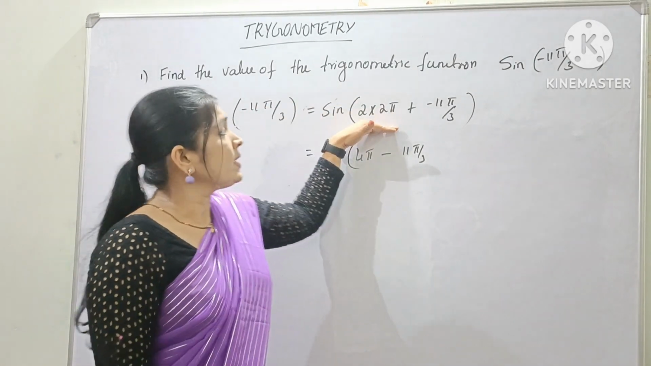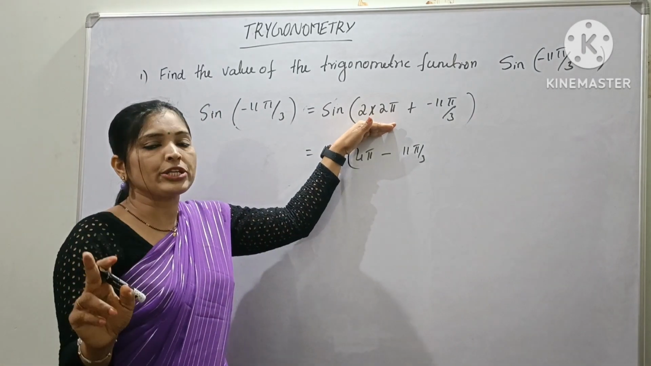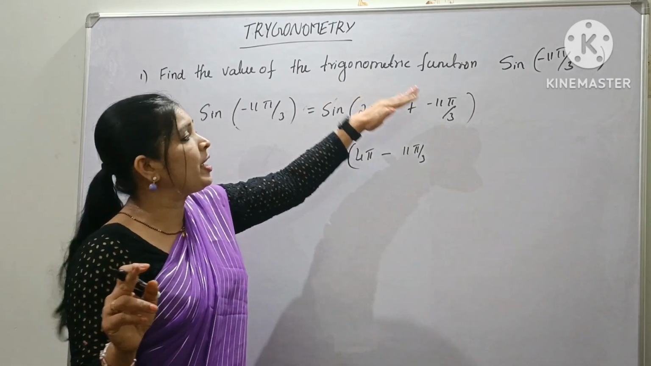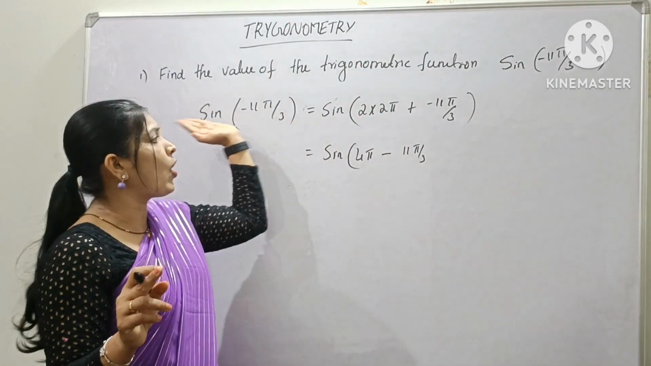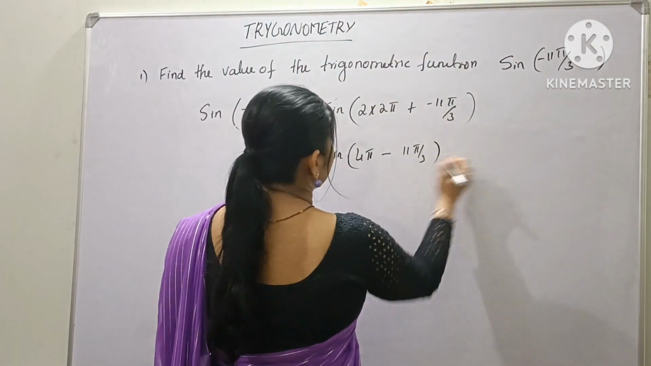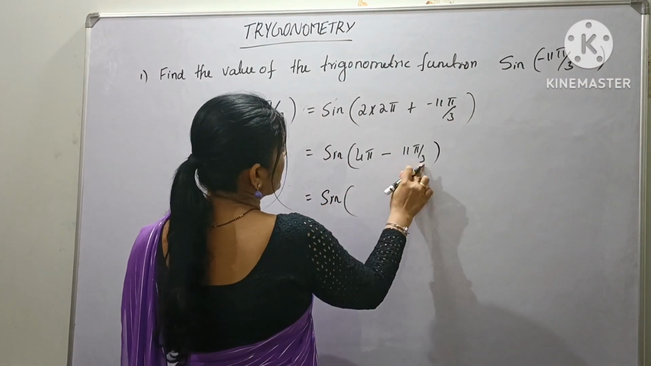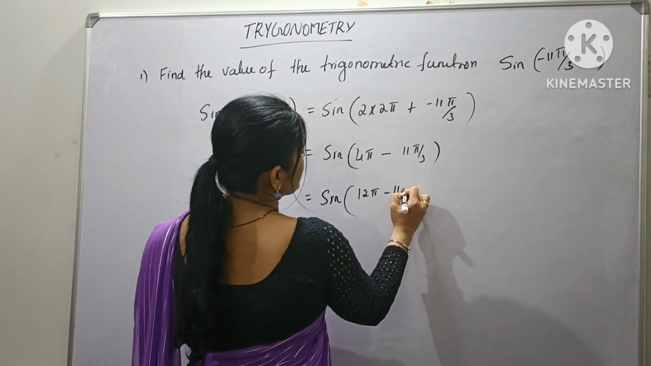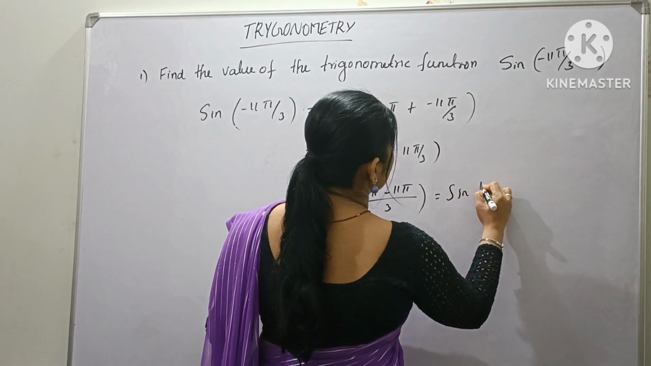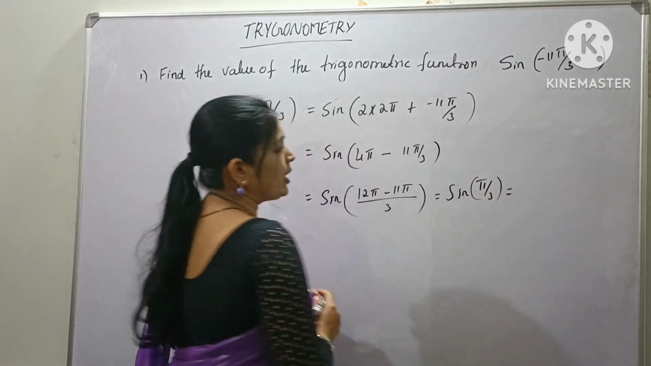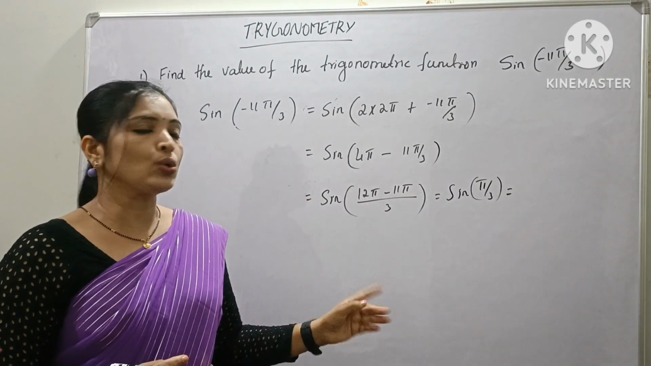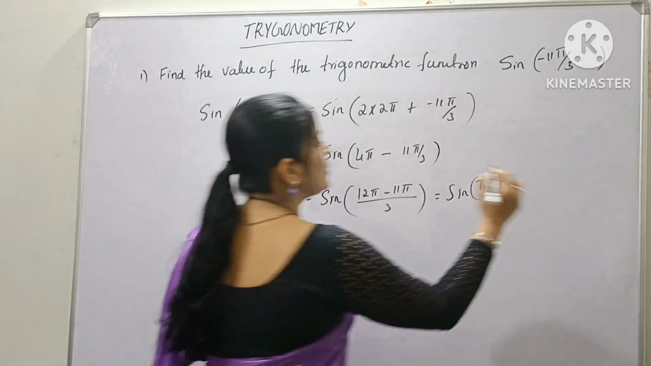Why? Here the sine value repeats after an interval of a multiple of 2 pi. Therefore, sine of a multiple of 2 pi plus an angle is nothing but sine of this angle. So simplify this one: that is sine of 12 pi minus 11 pi divided by 3, which is nothing but sine pi by 3. So what is sine pi by 3? Sine pi by 6 is 1 by 2, sine pi by 4 is 1 by root 2, sine pi by 3 is root 3 by 2.